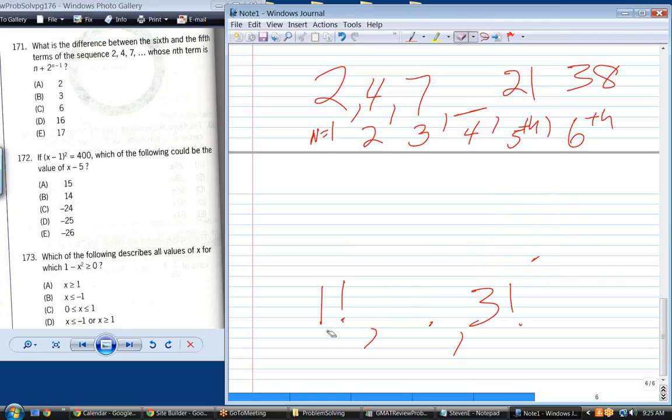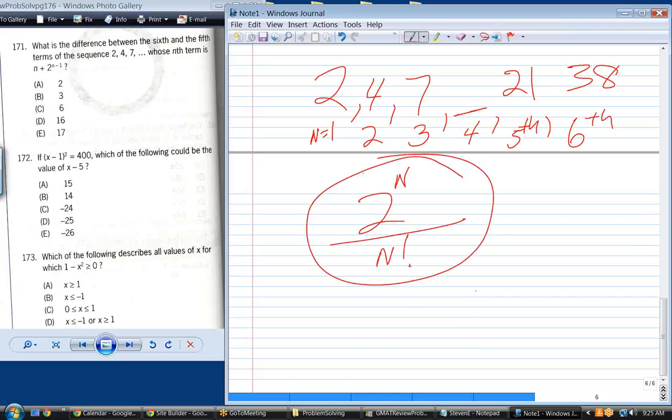If I said what was the sequence 2 to the n over n factorial, this is a sequence. The nth term is defined as that. Well, what's the first term? 2 to the 1 over 1 factorial. Right. What's the second term? 2 to the 2 over 2 factorial. Well, 2 factorial is 2 times 1, yeah. The third term would be 8 over 6, and so forth and so on. That's the way sequences work.